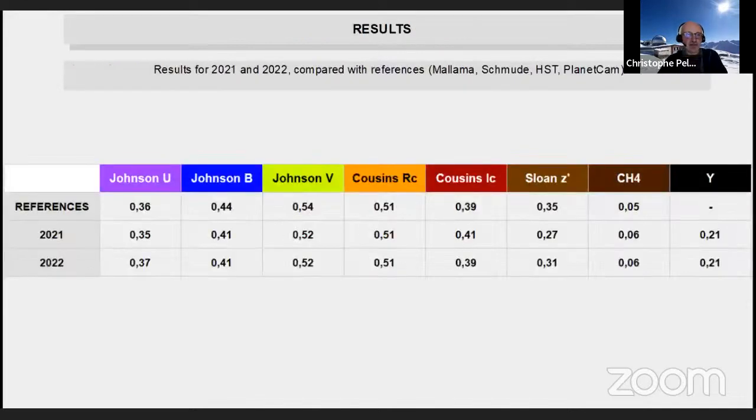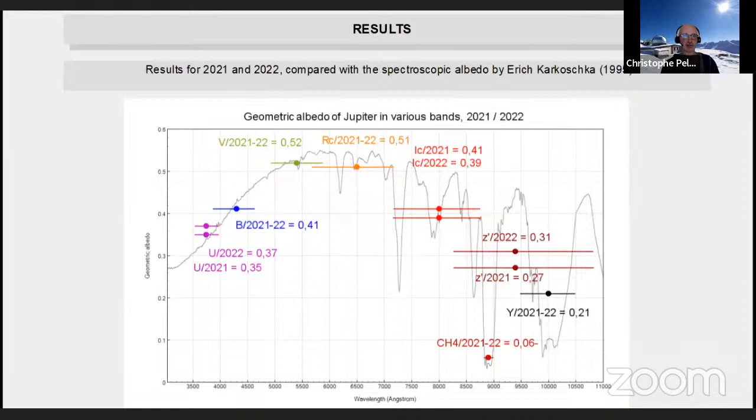Here are the results from the last 2 years and the references. You can see that the results I have obtained are very close to the references, even sometimes spot on. Only the Z prime band is going to differ a bit. Now, these are the same results for the 2 years, but compared with the spectroscopic albedo taken by Erika Karkoschka. You can see that some of them are very close or identical. There are variations which are most likely, to my eyes, due to imprecisions and not really to variations.